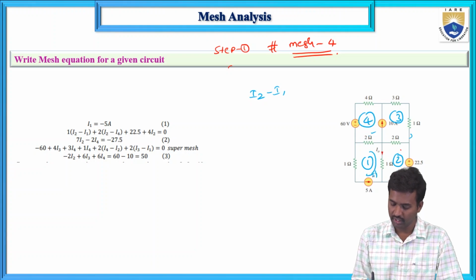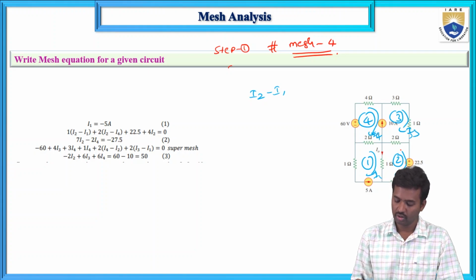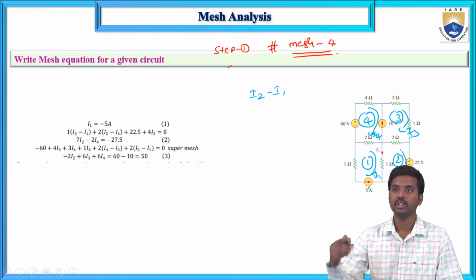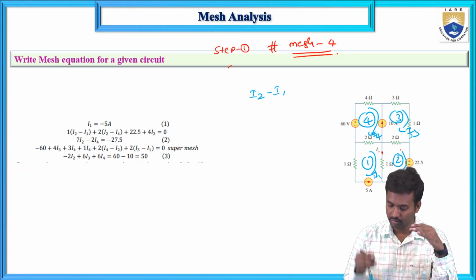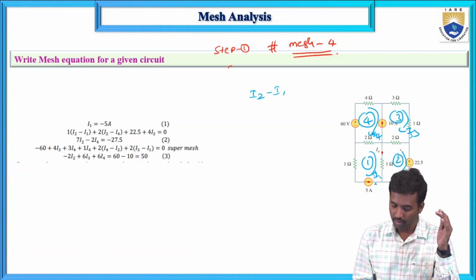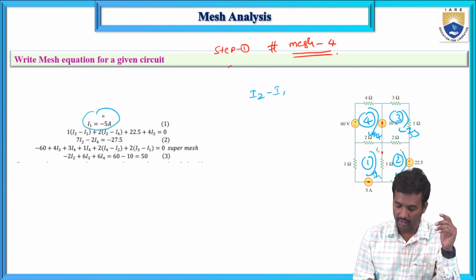This is the I1 current, this one is the I2 current, this one is the I3 current, and this one is the I4 current. Now here I1 equals minus 5, since this current is opposite to the 5 ampere source direction. So I1 is directly given as 5 amperes. This is mesh equation 1.